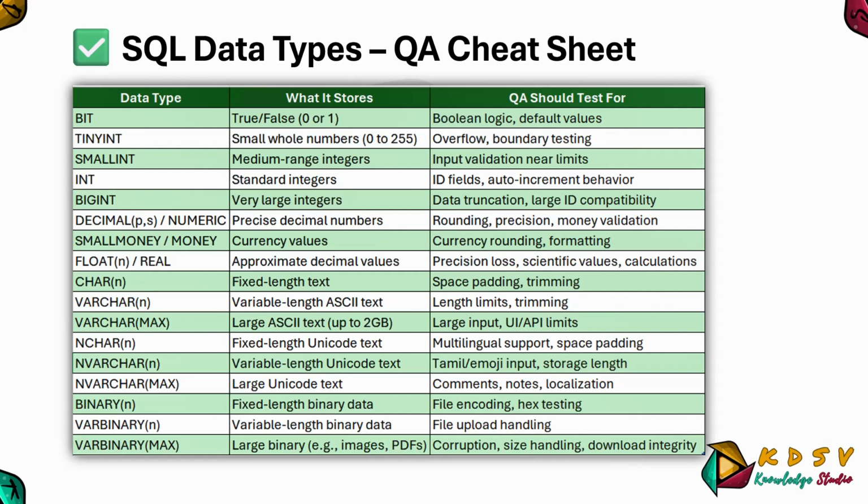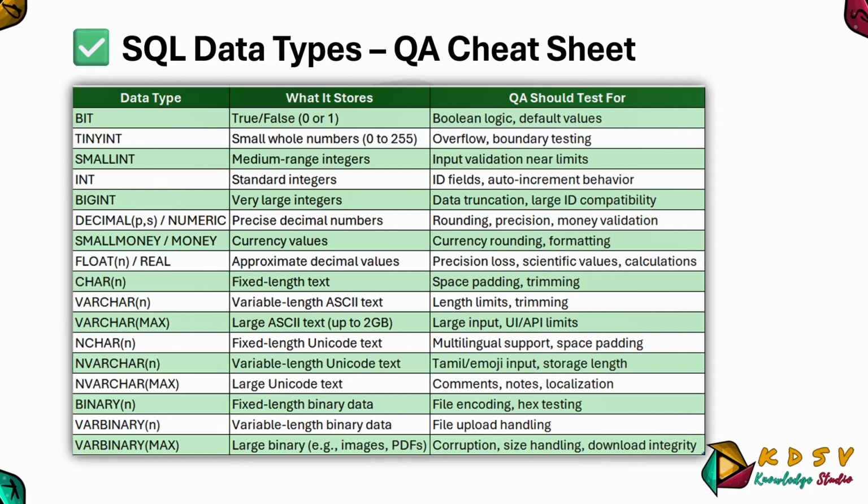So bit means it will store 0 or 1. Specifically, this is for storing Boolean logic or default values. And tinyint is for small whole numbers, which stores 0 to 255. So here QA can test overflow or boundary conditions, where the tinyint related fields store more than 255. And smallint is the medium range.